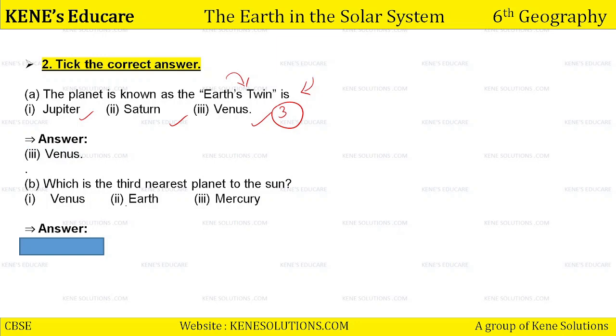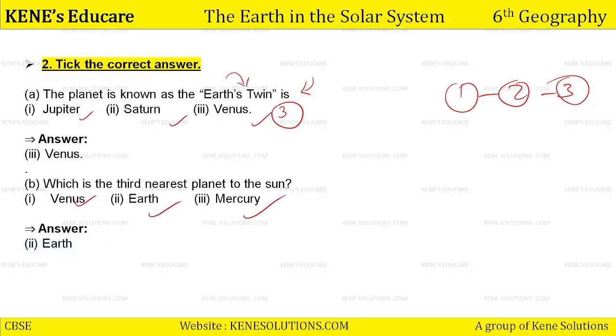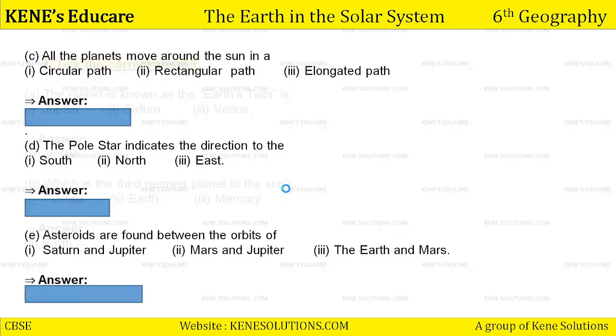Okay, second statement says, which is the third nearest planet to the sun? Third nearest, 1, 2, 3. Third nearest planet, options are Venus, Earth, Mercury. Third nearest kaun hai? Earth hai. Okay, C, all the planets move around the sun in a circular path, rectangular path, elongated path.